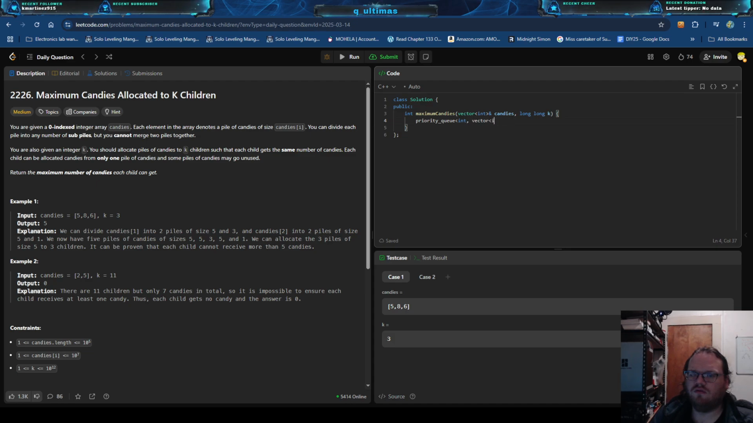Wait, no. We want the k largest. If you find something bigger than the smallest value, oh wait, no, we could just do, yeah, because we want to get rid of the smallest values, right?